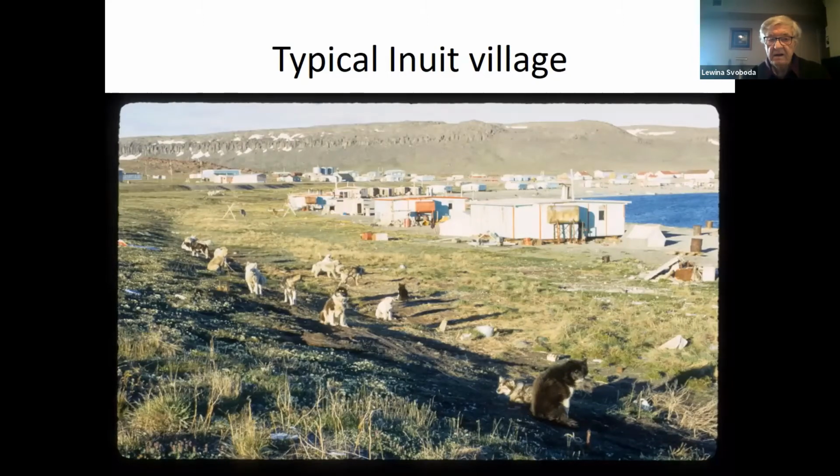Next. Typical Inuit village, Baker Lake, Nunavut. Notice that the houses are built on stilts to preserve and protect the permafrost in the ground. It is a common scene, seeing dogs waiting to be harnessed to the sleds when snow arrives in mid-August.